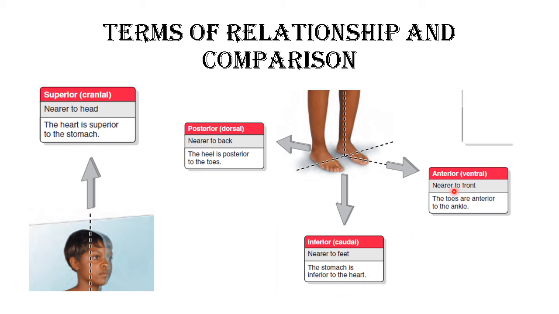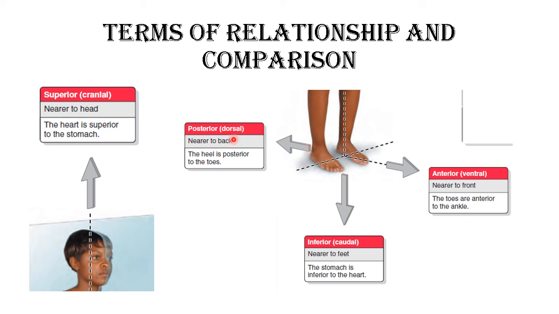Next, we have what is anterior and what is posterior. In anterior, anything which is lying in front is known as anterior. In this case, you can see the toes are anterior to the ankle. This is the foot, and here you can see the ankle, and this is the toes. So the toes are situated anteriorly while the ankle is situated posteriorly.